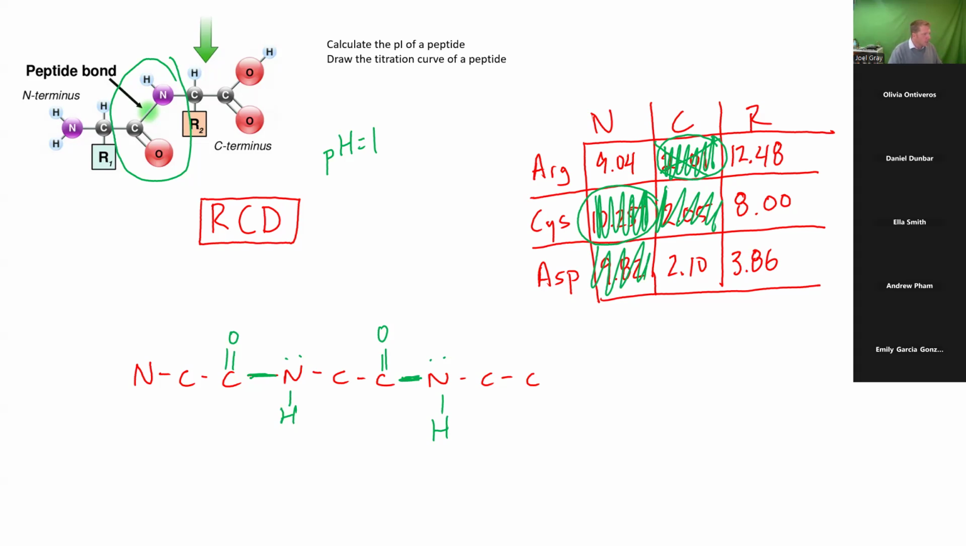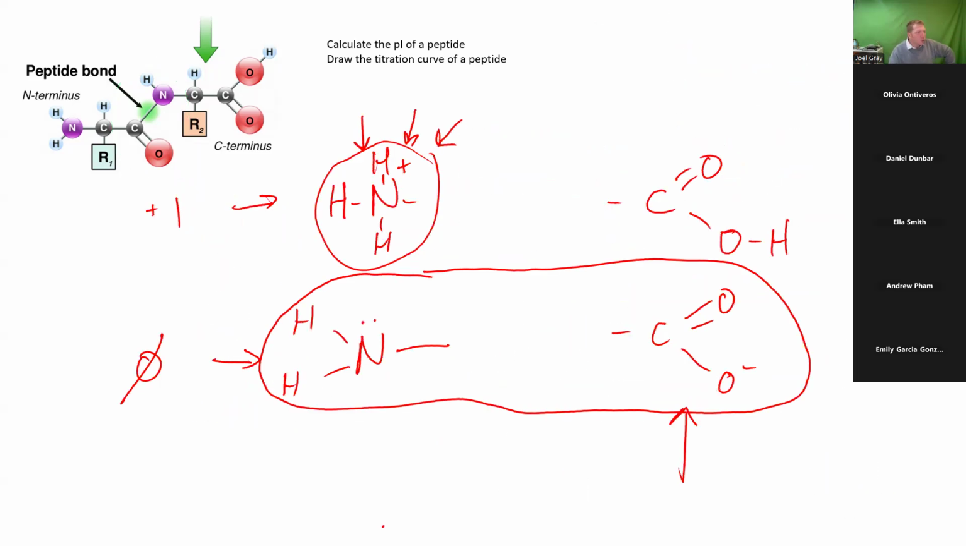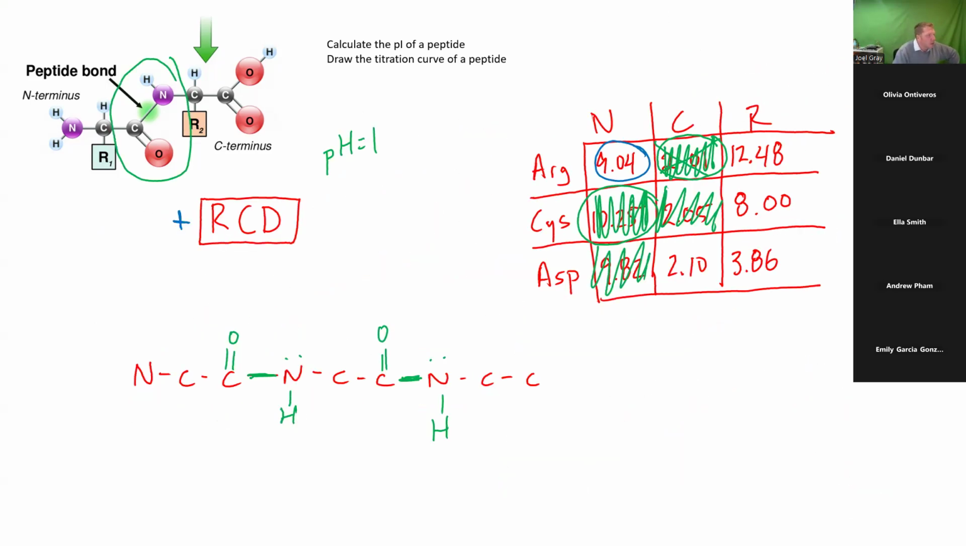Now, what I'm going to do is use blue to circle the N termini of arginine. That is going to be positively charged, because when my pH is 1, 1 is below 9.04, and that group is essentially that right there. So the N termini of my peptide looks like this right here.